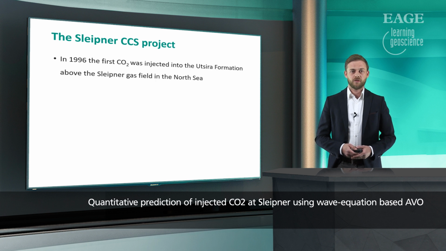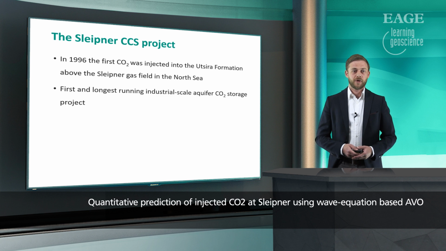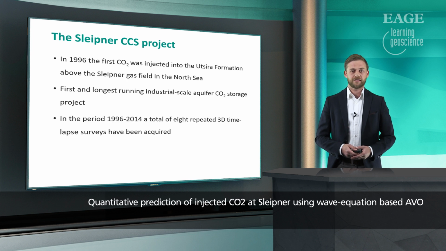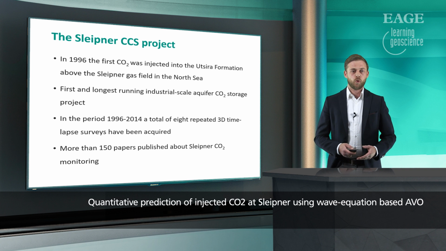A couple of facts on the Sleipner project. It was in 1996 when the first CO2 was injected into the Utsira formation. By now, it is the longest running industrial-scale aquifer CO2 storage project. Between 1996 and 2014, a total of 8 time-lapse surveys have been acquired, and in the work that I show today, we will use the dataset from 2008. By now, more than 150 papers have been published about Sleipner CO2 and its associated monitoring. So Sleipner is a very prominent site to demonstrate new technologies and new methods.